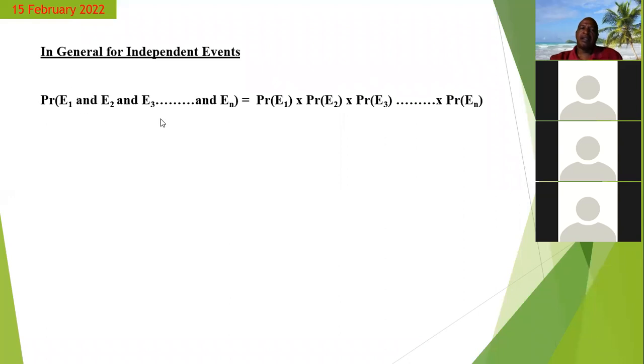Now, for independent events in general, if you have the probability of A and B, and notice that for independent events it is generally "and," not "or," right? So if you find the probability of A and B and C and D, you simply find each probability and multiply them together. That's when you're dealing with independent events.